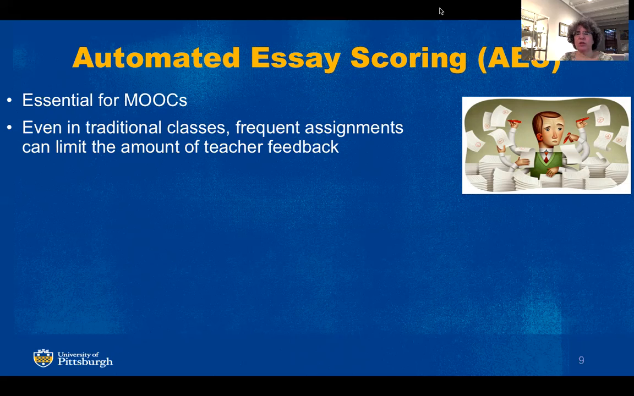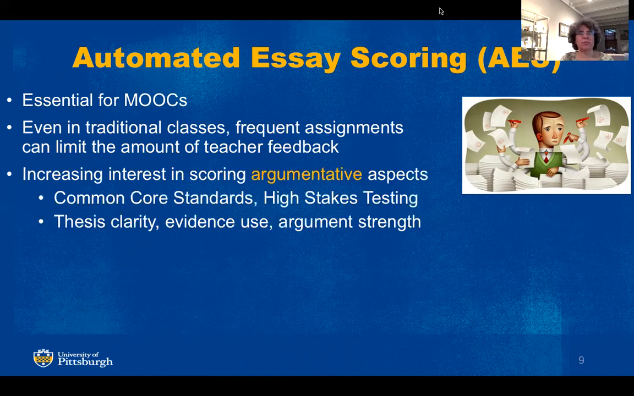But even in traditional classes where one instructor maybe has 30 or so students, it's still a really time-consuming task to provide feedback and to score, and automated methods can be used to help reduce teacher burden in traditional contexts as well. Besides a renewed interest in essay scoring, there's been a newer interest in argumentative essay scoring, because of increased interest in, for example, in the US, something called the Common Core Standards, which has been promoting the importance of this type of writing genre.